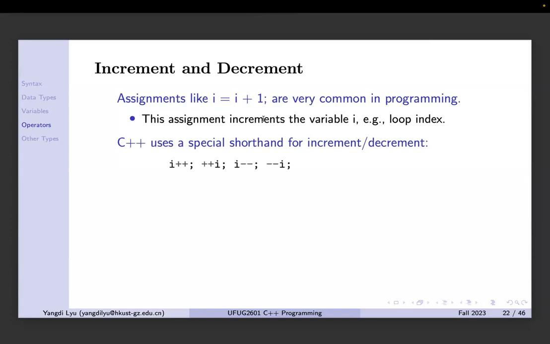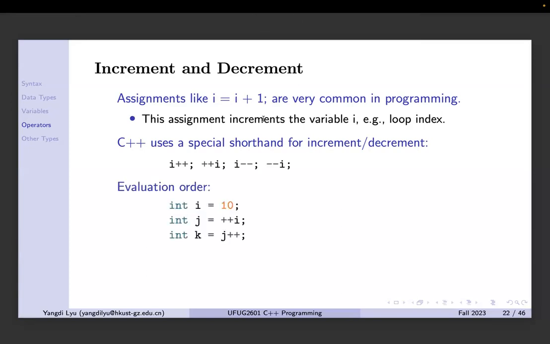We will talk about loops maybe next week. So you need to increment these variables by 1. It's so common that we use new notations so that we can reduce the typing. These are called prefix, and this is the postfix, increment or decrement. There are some differences between these two.